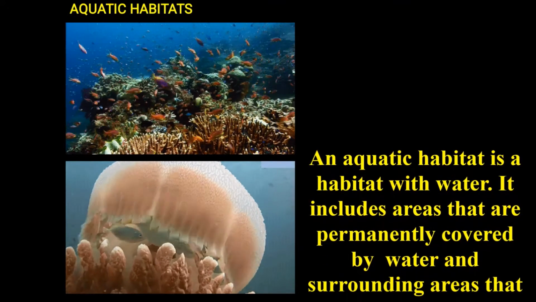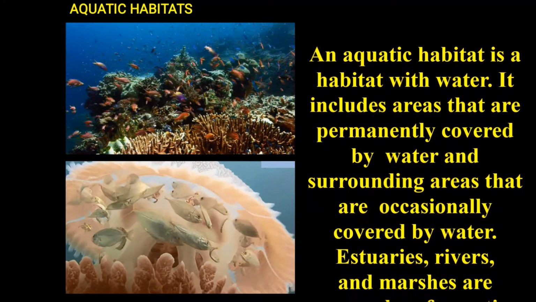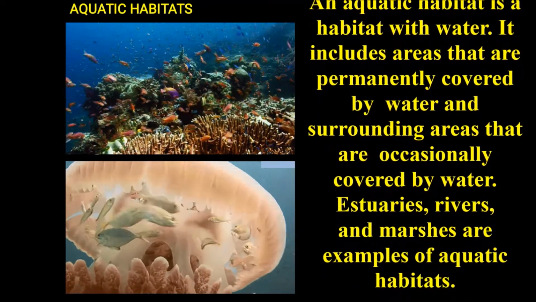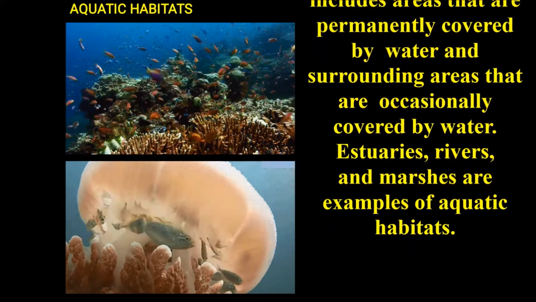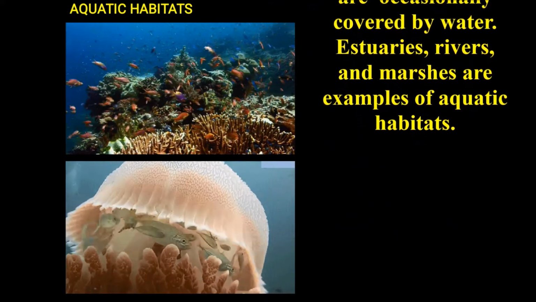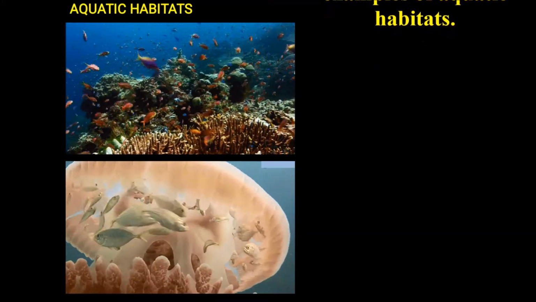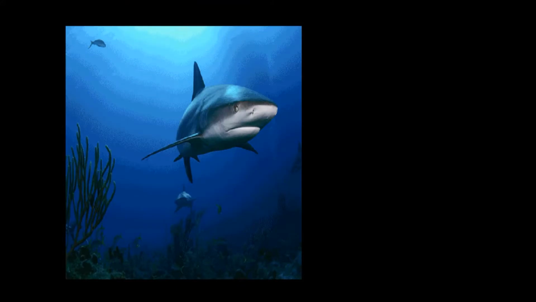Today in this section we are going to discuss aquatic habitats. Aquatic habitat means a habitat with water. It includes areas that are permanently covered by water and surrounding areas. Examples of these habitats are rivers, oceans, etc.